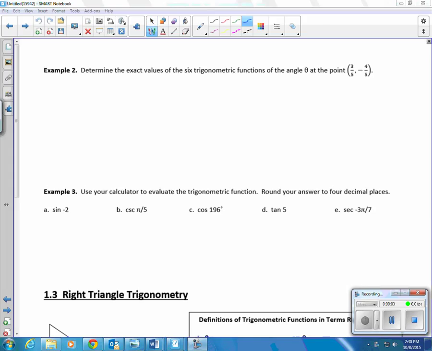Okay, it says determine the exact values of the 6 trigonometric functions. So I have sine of theta. And what's the ratio for sine of theta? Y over r. Cosine of theta is x over r. Tangent of theta.